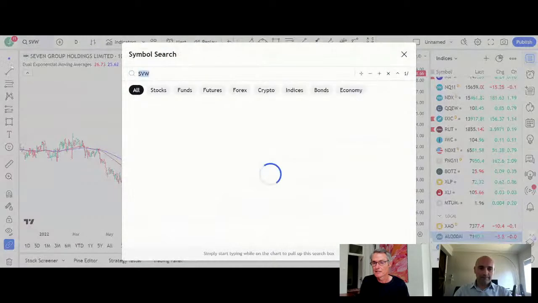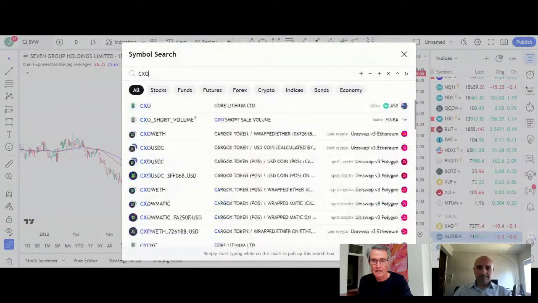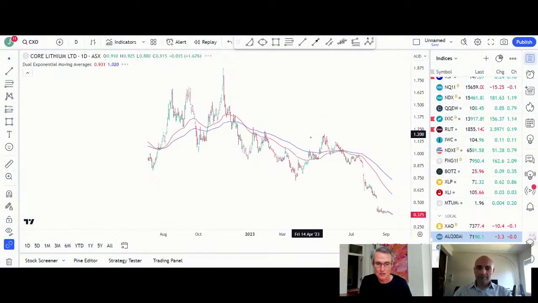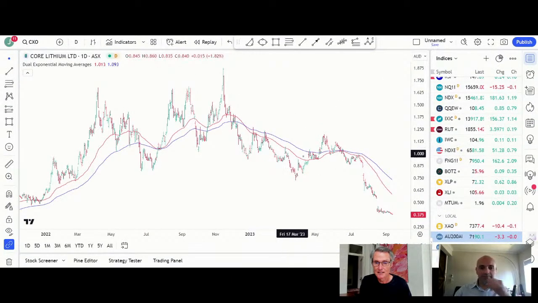Yeah, that's an interesting one. Okay, well, let's actually get a chart up. We'll just talk through it on the chart. So I'm going to share my screen for this one, and I'll get a chart of CXO up. Okay, Roger, you can see Core Lithium on the screen? I can see it, no problems.